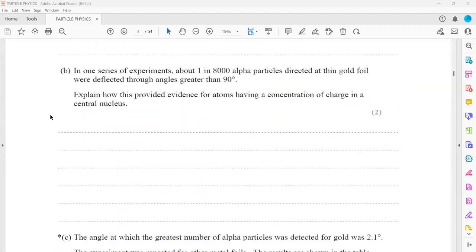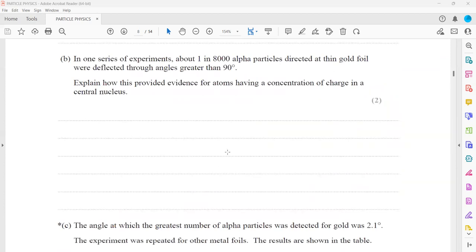In one series of experiments, about one in 8,000 alpha particles directed at a thin foil were deflected through an angle greater than 90 degrees. Explain how this provides evidence for an atom having a concentration of charge in a central nucleus. Like, what we observe is that these alpha particles are moving towards the atom, and the central part, the nucleus, is very small compared to the size of the atom, and a major portion of the atom is empty.